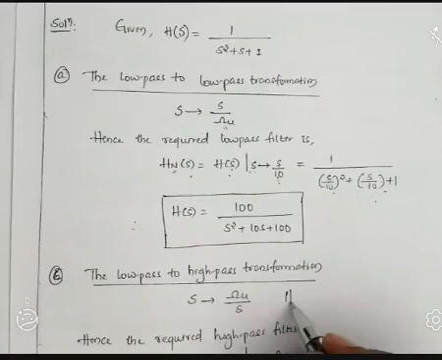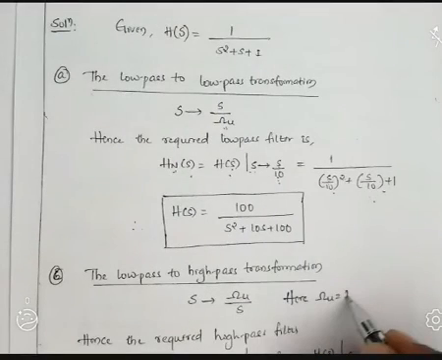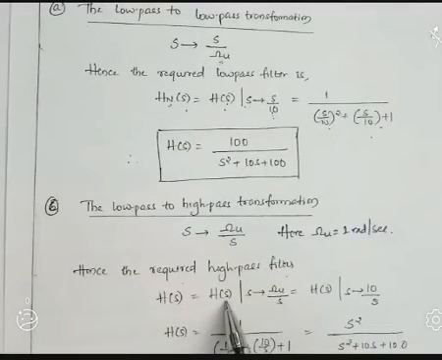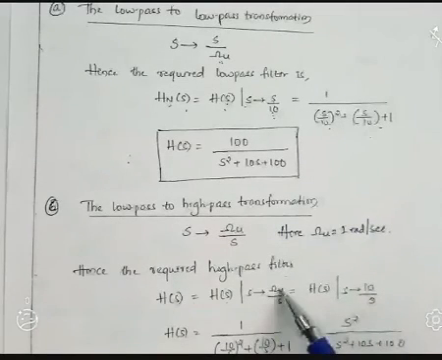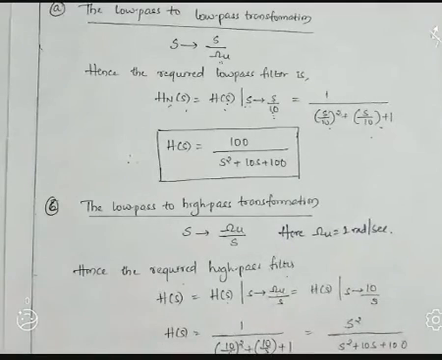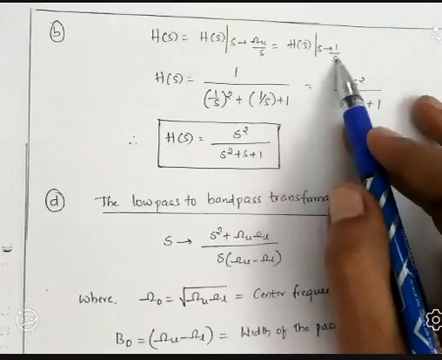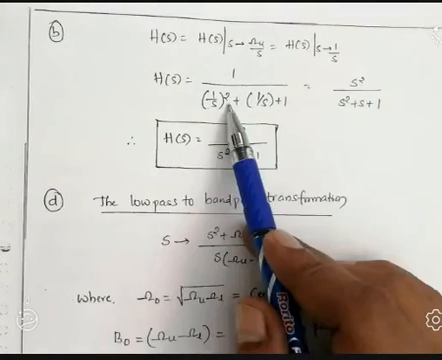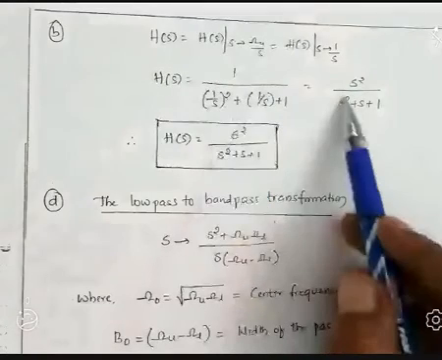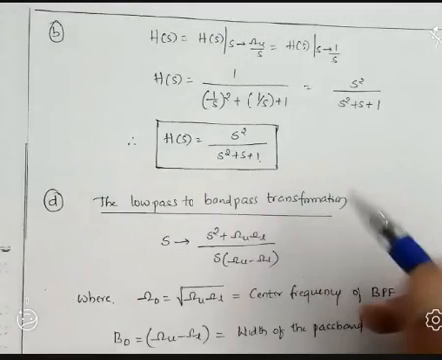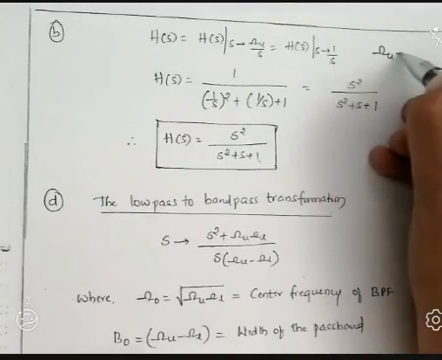Here ωu is given as 1 radian per second. Hence, to get the required high pass filter, wherever s is there, s is replaced by ωu/s, and ωu equals 1, so 1/s. Hence s² is replaced by 1/s², plus s is replaced by 1/s, plus 1. Do the simplification, and we get the answer, that is H(s) = s² / (s² + s + 1). Clear? Here ωu equals 1 radian per second.